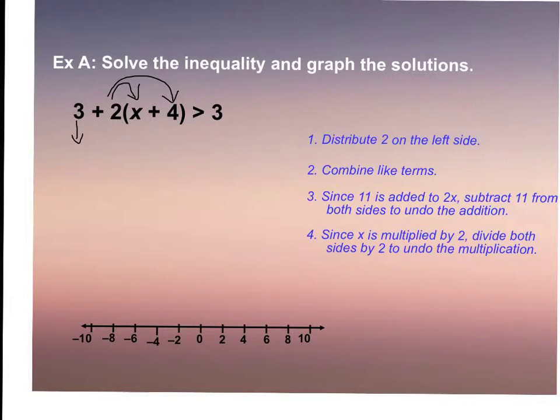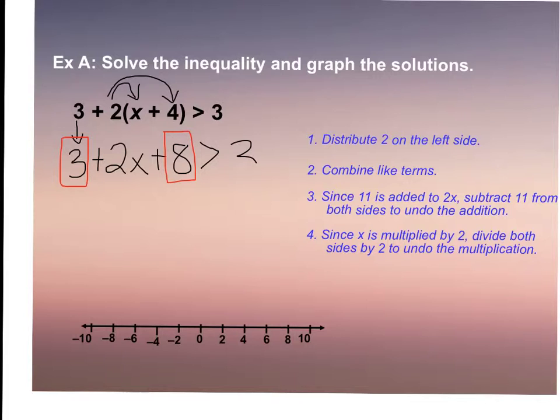I'm going to just rewrite the 3 because I can't combine it with anything or move it over to the next side yet. And then I get plus 2 times x is 2x, and 2 multiplied by 4 is 8. So plus 8 is greater than 3. Now before I begin to move things over to the other side, I must first combine like terms. So let's identify our like terms here in a different color. We know that the 3 and the 8 are like terms, and there's no other like term to go with the 2x. So now I'm going to combine the 3 and the 8 to get 11. Plus 2x is greater than 3.